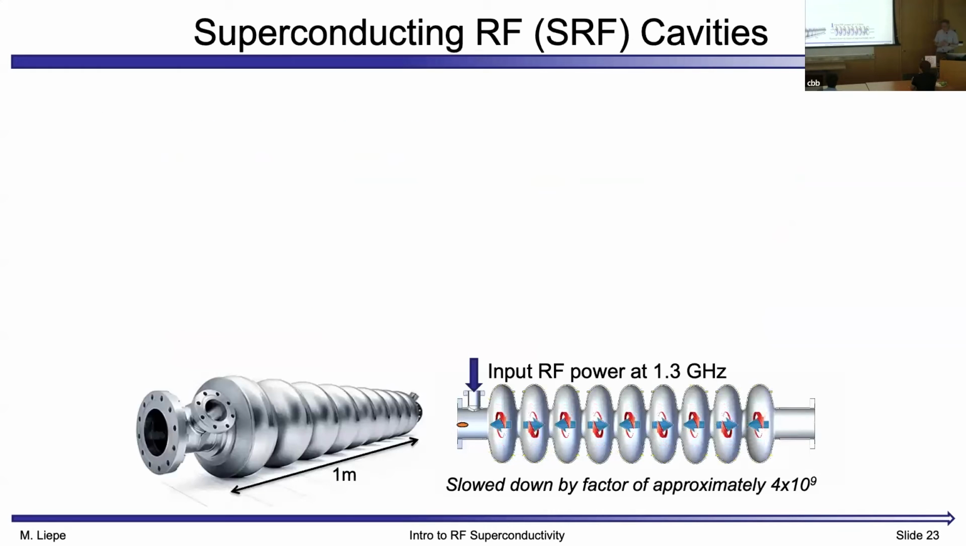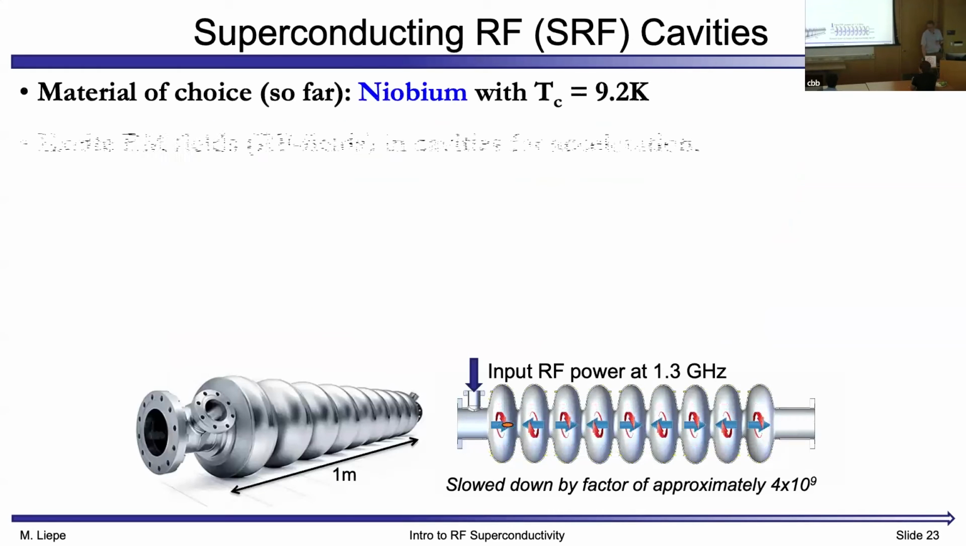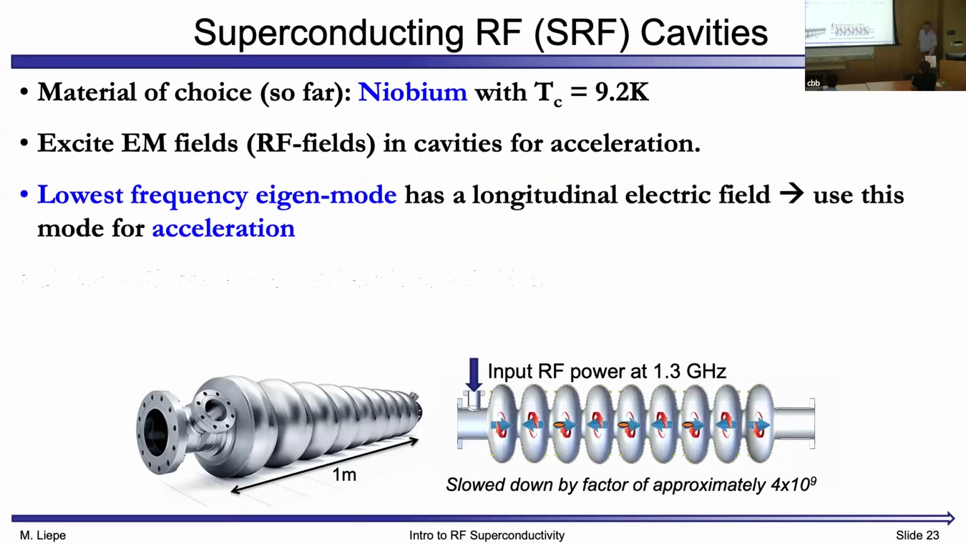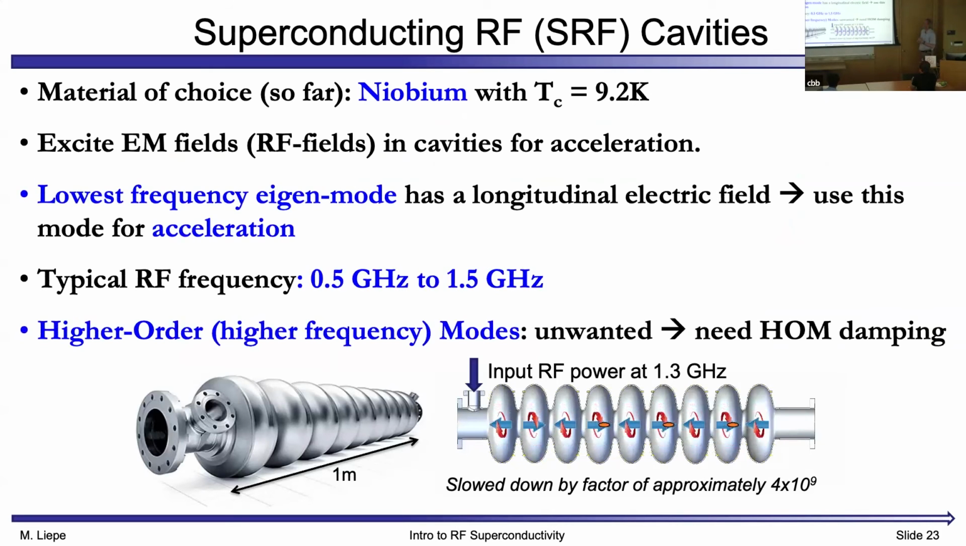All right, so why do we make this superconducting? The material of choice, as we all know, is niobium. So far, we're trying to change that. We put the temperature level to a few kelvin. And by making them superconducting, we use the lowest high frequency mode, so typically around a gigahertz or so. And that's the one we use for acceleration. And everything above that we don't like, we try to suppress.